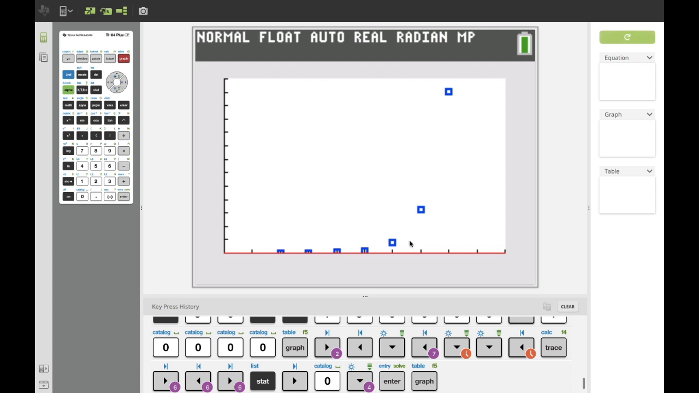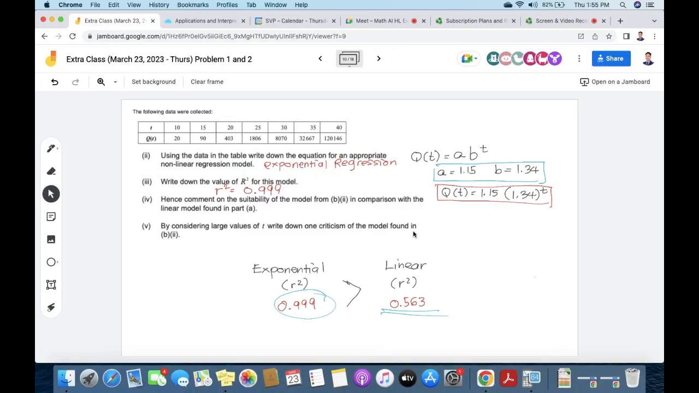So there might be a point in time wherein, using this model, the number of computers infected could be even greater than the real population. And that is the downside of an exponential growth. It doesn't perfectly mirror the real situation. Do you follow? So that's only one criticism that we can get.